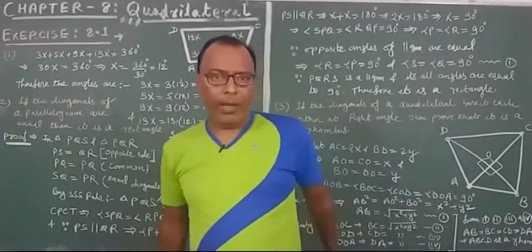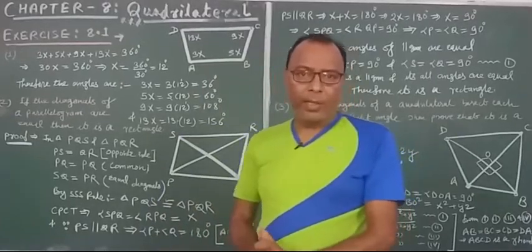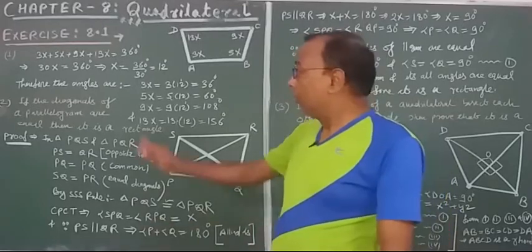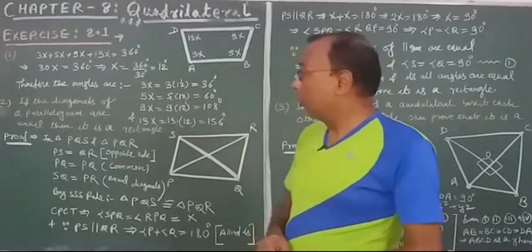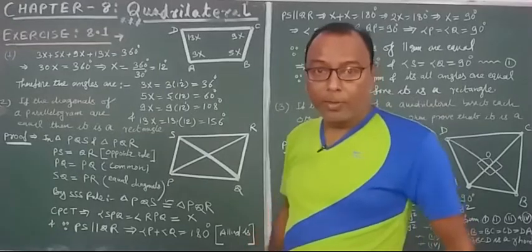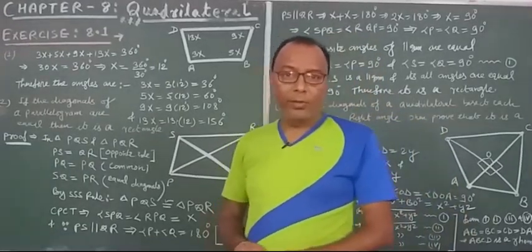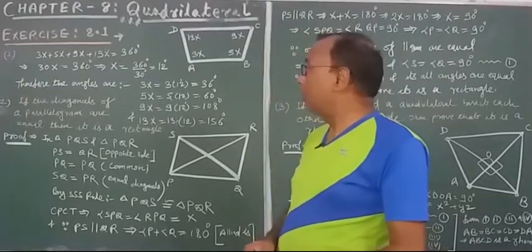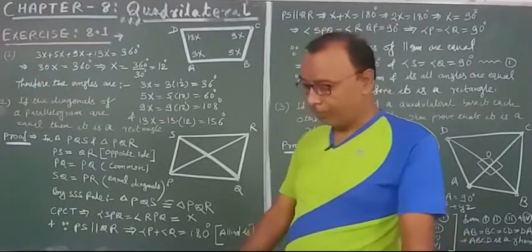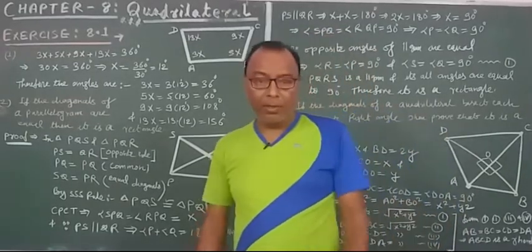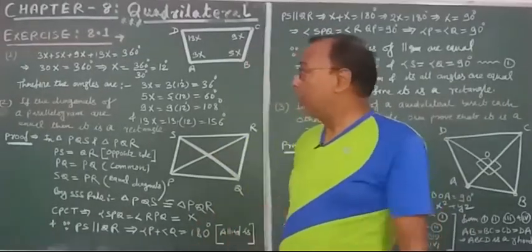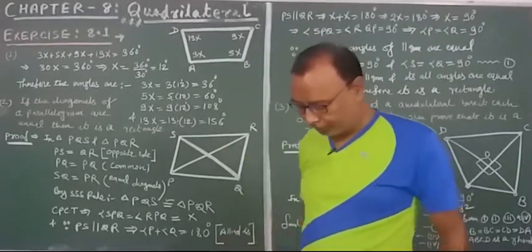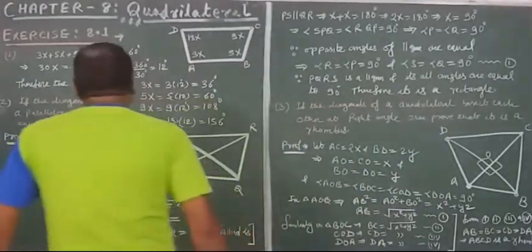So today I am starting exercise 8.1 of class 9th. This is question number 1. You are given that the angles of a quadrilateral are in the ratio 3, 5, 9, 13. The angles of a quadrilateral are given in the ratio 3, 5, 9 and 13. What are the angles?